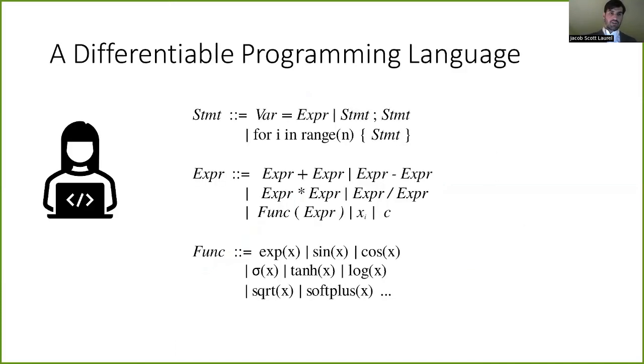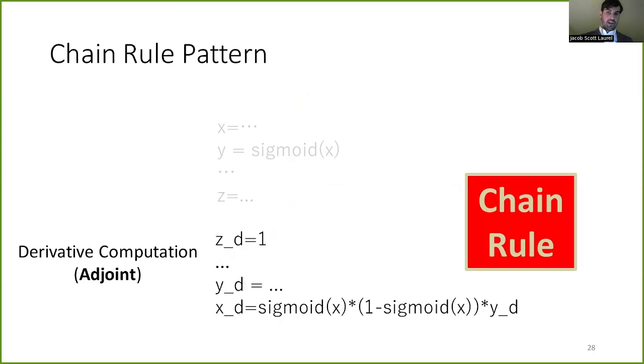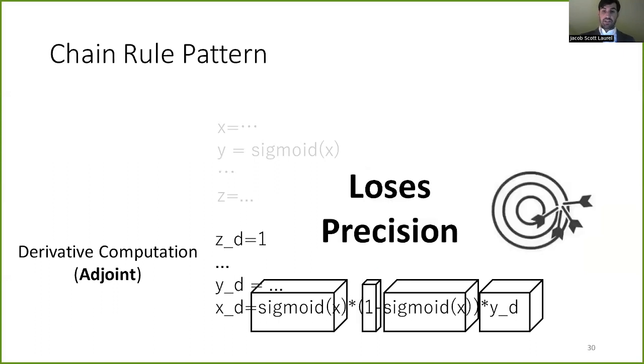Here's the programming language a developer would start with. They would program some differentiable function in this language. So their original program might look something like this. And here we can see it has the sigmoid. Now, the derivative computation will actually look like this, whereby we have to compute the derivative of that sigmoid using the chain rule. Now, if we were to try to abstractly interpret this computation, we would normally have to abstractly interpret each primitive operation, like the sigmoid, the multiplication, etc. Now, the problem is that this loses precision.